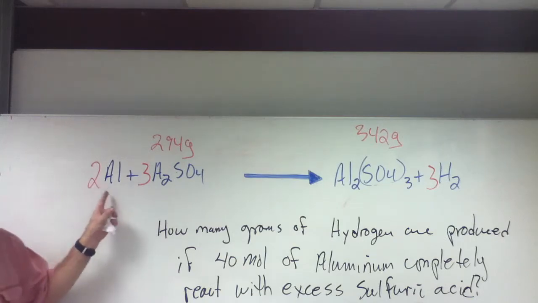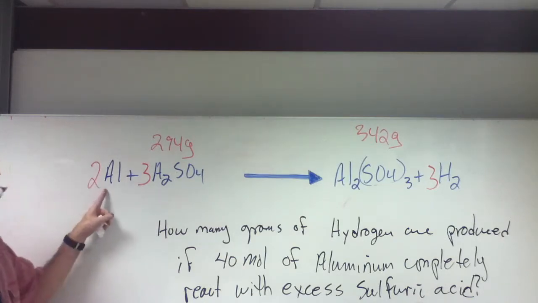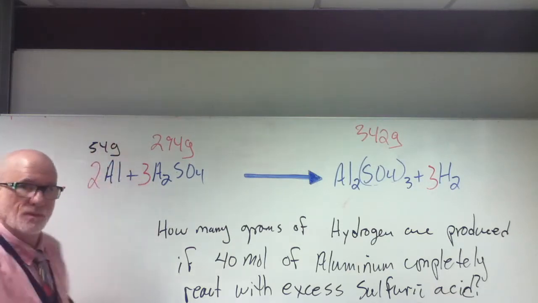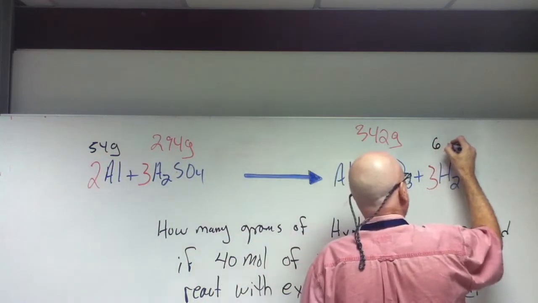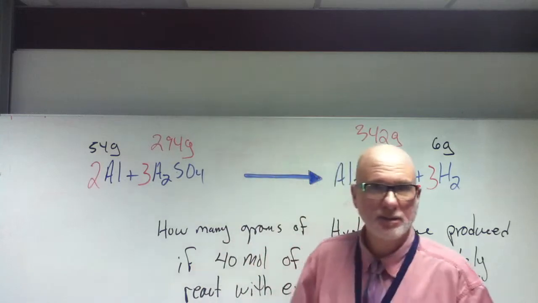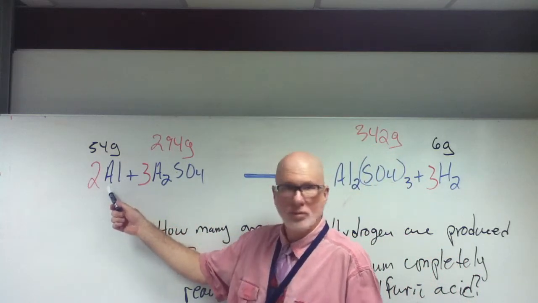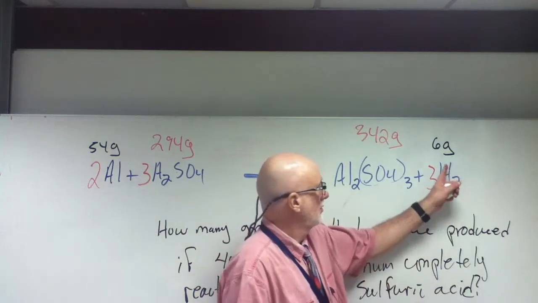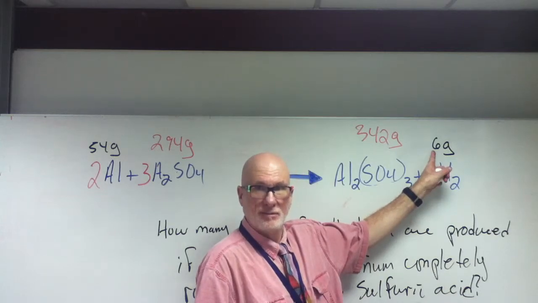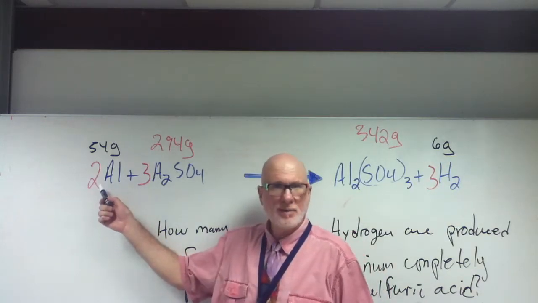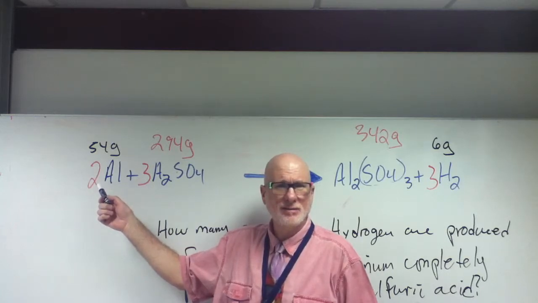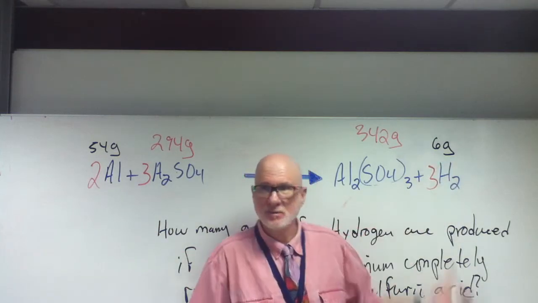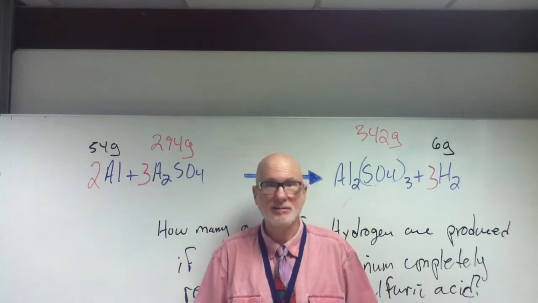What masses, let's just do the rest of the masses. So 2 moles of aluminum is what? 54. And what? Right? Yes? 2 moles gives you 6 grams, right? Yes? How many would 40 moles give? 20 times that. Right? So if 2 moles gives you 6 grams, what would 20 give you? 120.